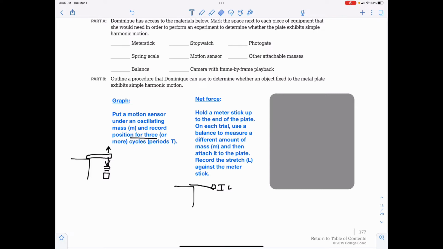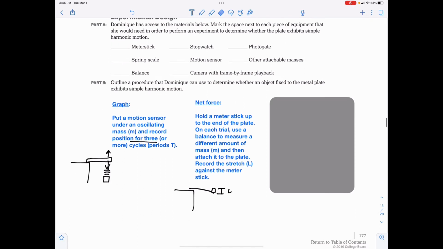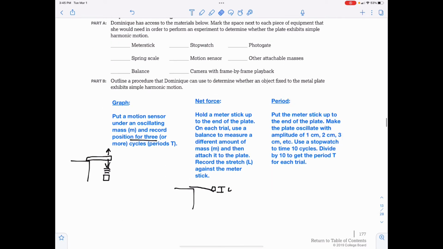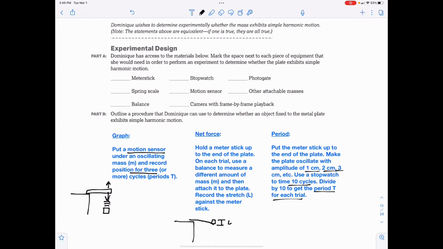And then finally, how do we test the third one, which is the period is independent of amplitude? Very simple. You're going to put your meter stick to the end of the table. You're going to make the plate oscillate with different amplitudes: 1 centimeter, 2 centimeters, 3 centimeters, etc. You're going to time for 10 cycles, divide by 10 to get the period for each trial. In other words, we're going to pull it back a different amount every time and see what the result comes out to look like.